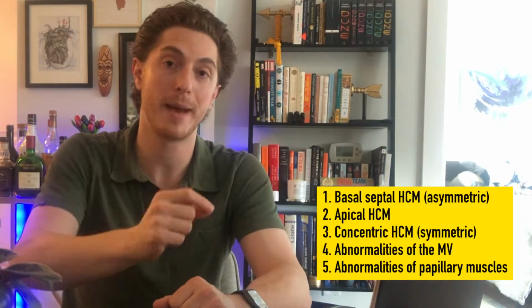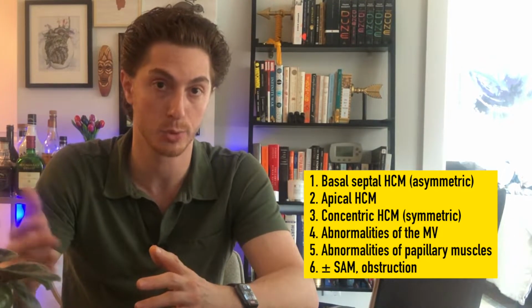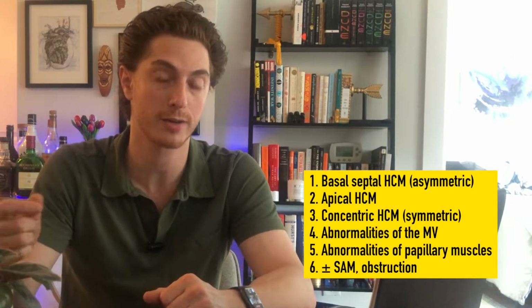So far, we learned that there's hypertrophic cardiomyopathy that can classically affect the basal portion of the septum, apical hypertrophic cardiomyopathy that affects the tip of the ventricle, concentric hypertrophic cardiomyopathy that affects all of the ventricle, much more rare, as well as mitral valve abnormalities, abnormally elongated mitral valve leaflets, as well as abnormalities of the papillary muscles that can cause systolic anterior motion of the mitral valve, or SAM, which can lead to obstruction of the left ventricular outflow tract, or obstruction of blood from getting out of the ventricle.